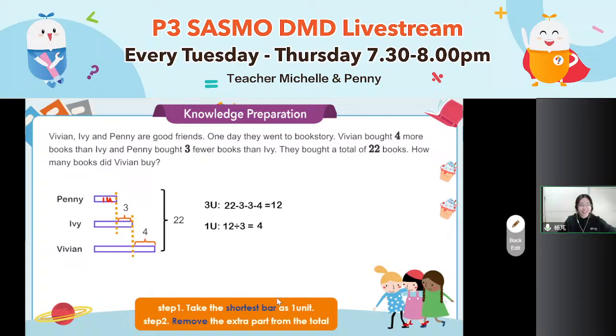Penny has 1 unit, but we are looking for Vivian. I don't just want to know how many books Penny has, because I have already found out. Now, how many books did Vivian buy? 1 unit here is 4. What about how many does Vivian buy? Okay, I'm waiting for you. 1 unit is 4. That means this part is also 4.